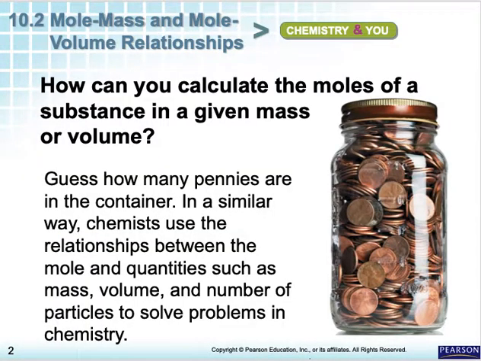So we can calculate moles of a substance if we know its mass or if we know its volume. And so we're going to have, as you already know, conversion factors for that.